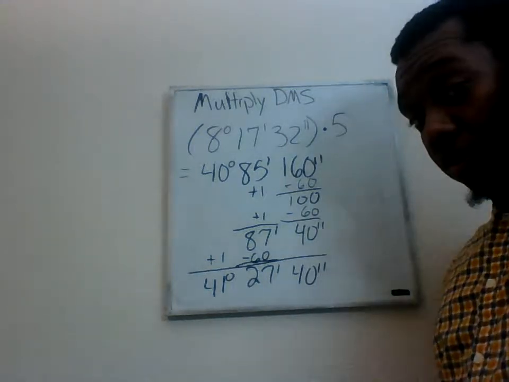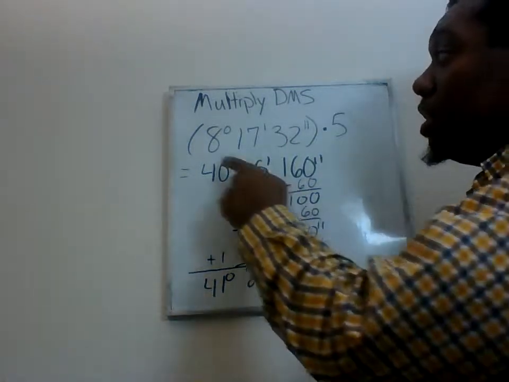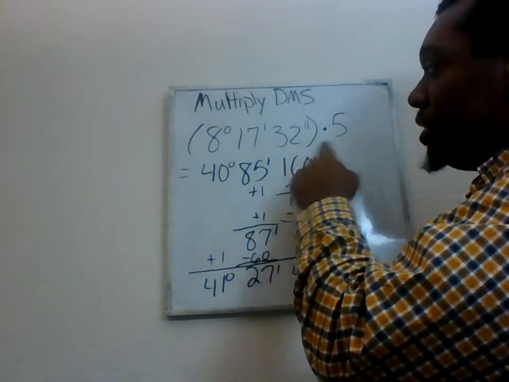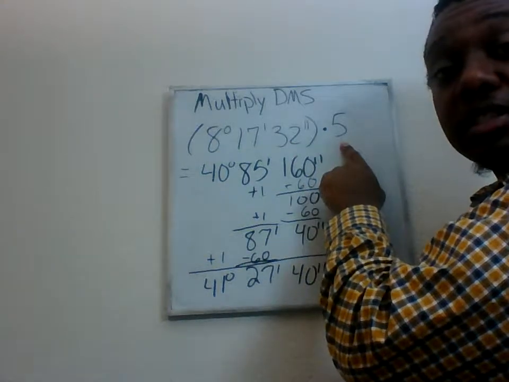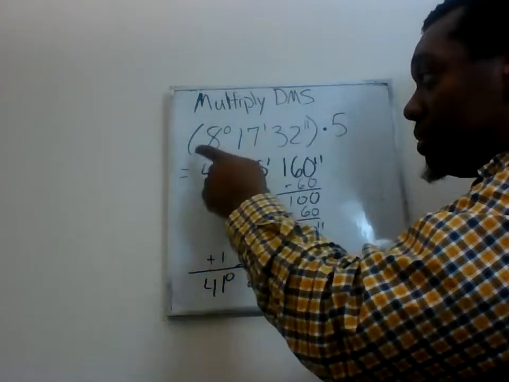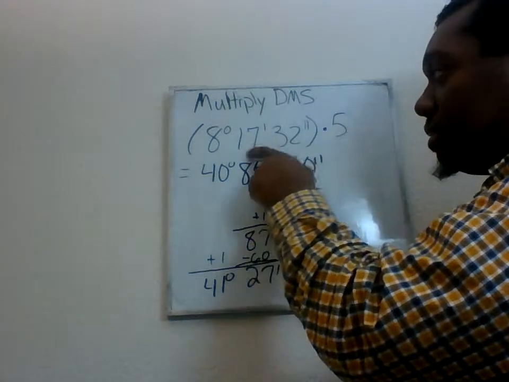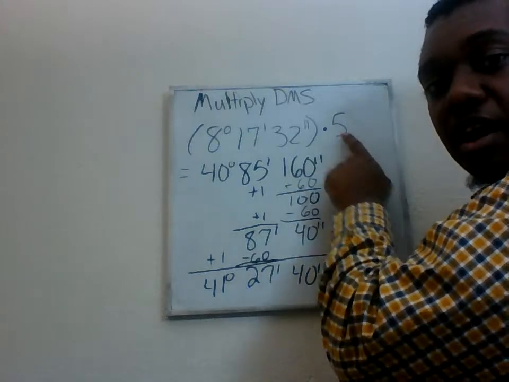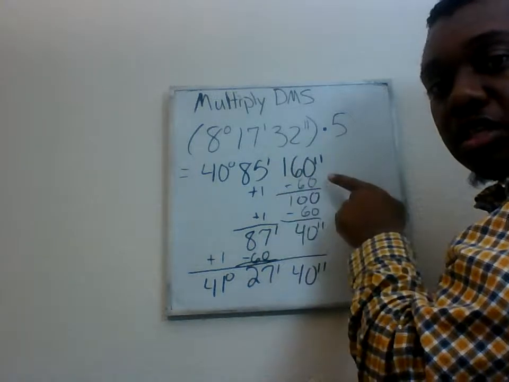Okay, so let's go through that again. So we started off by multiplying our degrees, minutes, seconds by whatever the number was, and it was 5. So 5 times 8 gives us 40. 5 times 17 gives us 85. 5 times 32 gives us 160.